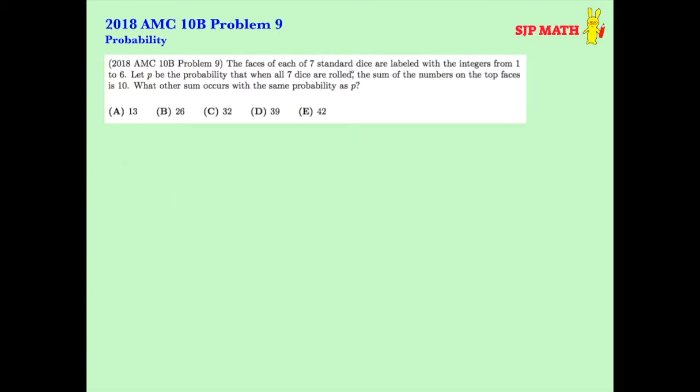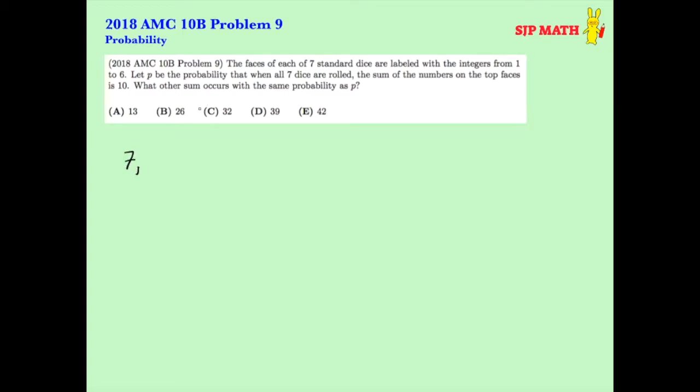The smallest possible sum we can get is when all the top faces of all 7 standard dice are 1, since 1 is the smallest possible number on each die. That makes the smallest possible sum 1 times 7 equals 7. So the smallest possible sum is 7.